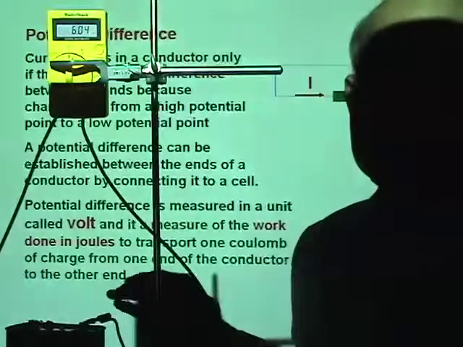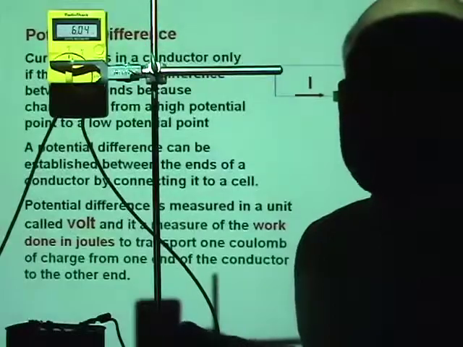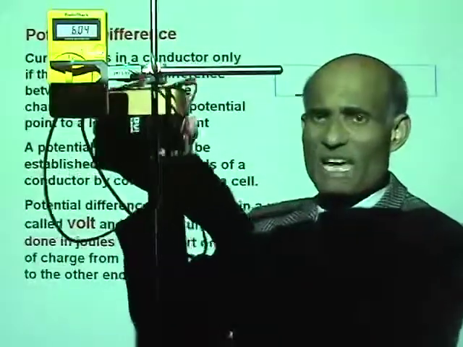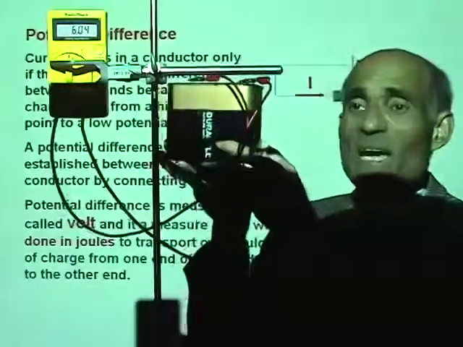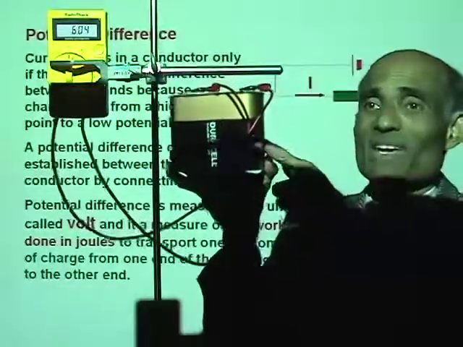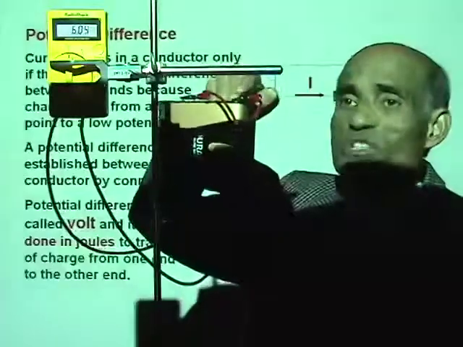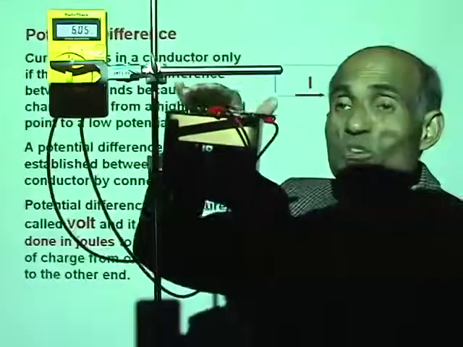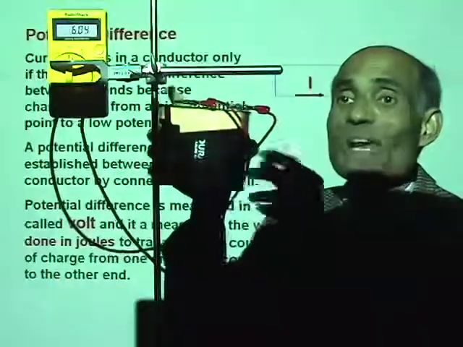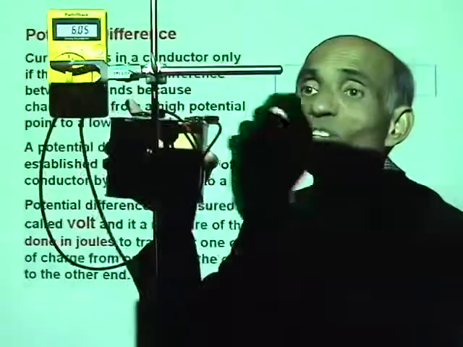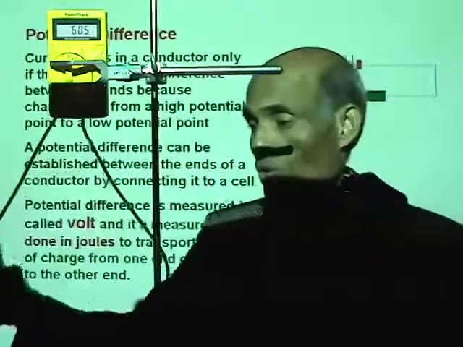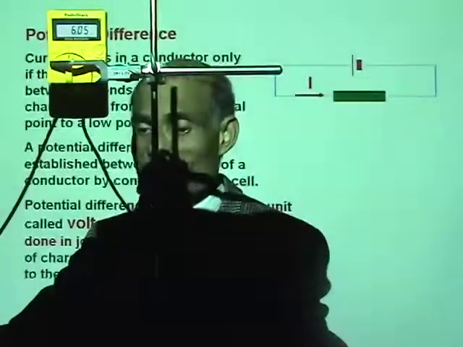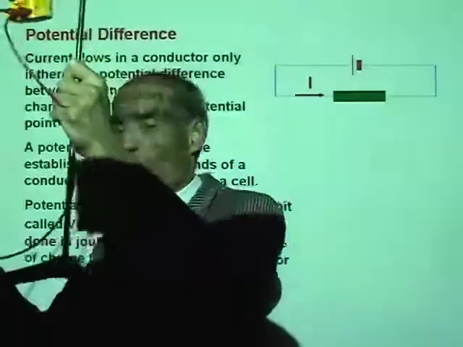Now, what does the voltmeter read? It says 6.04 volt. That means this electric cell that I'm using, this is actually a bike battery, has a positive electrode and a negative electrode, and the potential difference between the two electrodes is 6.05 volt. Now, I did tell you that potential difference is measured in a unit called volt.